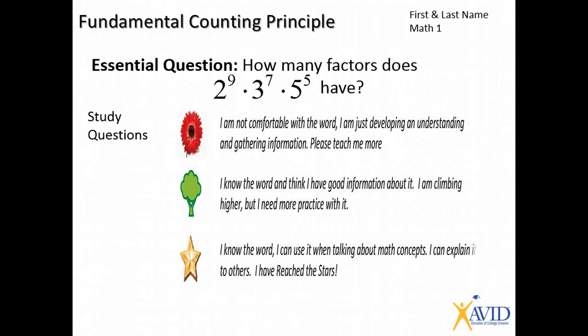Okay, now that you have your vocabulary words, we would like you to put these symbols next to each word according to your comfort level. We'd like you to put a small flower if I am not comfortable with the word, I'm just developing an understanding and gathering information. Put a tree next to the word if you know something about it: I think I have good information about it, I am climbing higher, but I need more practice with it. A star means I know the word, I can use it in talking about math concepts, and I can explain it to others. I have reached the stars.